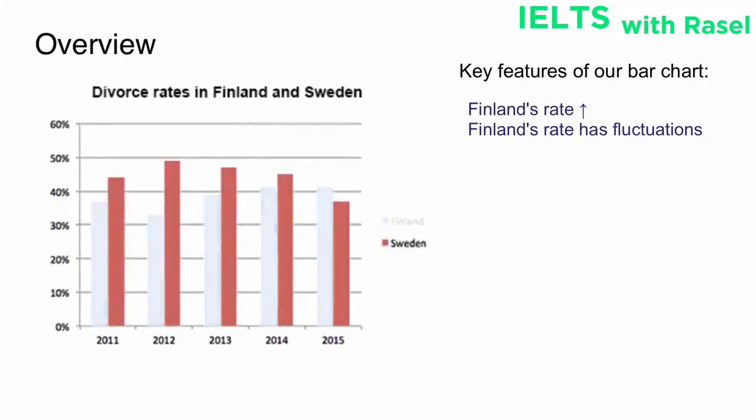Also, we have Sweden in red. We can see that Sweden's rate goes down throughout the period, and also shows some fluctuations. Let's write this information to our list of key features.